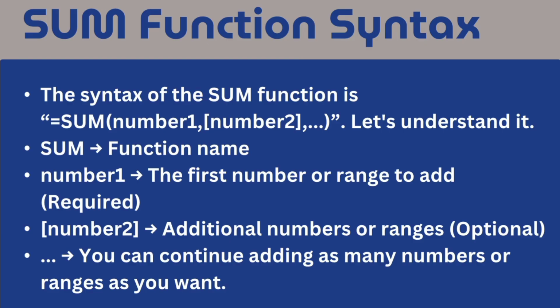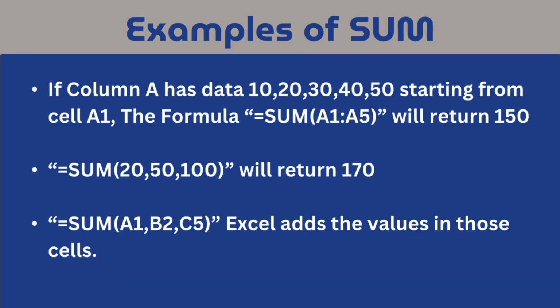If you add only the first number or the first range, sum will still work. It will still add on that particular information that you input. The last part is the three dots, which means you can continue adding as many numbers or ranges as you want. If you want to add 10 numbers, you can put all 10 numbers inside the arguments of the sum function. That means the sum function can take as many arguments as possible.